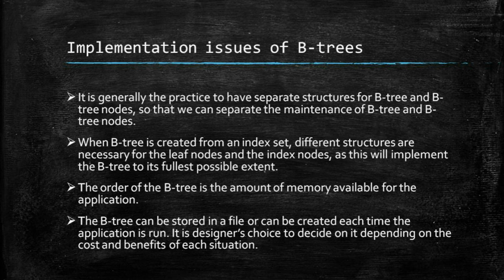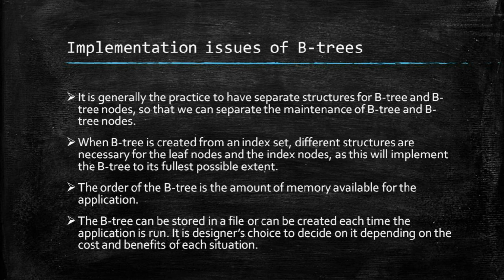We shall now discuss the issues of the implementation of B trees. It is in general the practice to have separate structures for the B tree and B tree nodes so that we can separate the maintenance of the B tree and B tree nodes. When a B tree is created from an index set, different structures are necessary for the leaf nodes and the index nodes, as this will implement the B tree to its fullest possible extent.